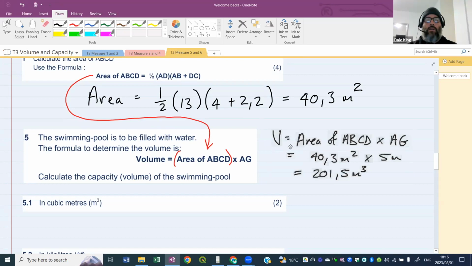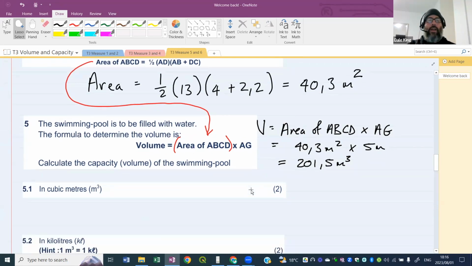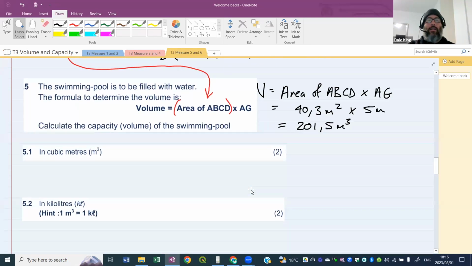So I'm going to paste that one there next to that question. And they want us to work it out in cubic meters, which we've just done. And they want us to work it out in kiloliters, where 1 cubic meter is 1 kiloliter. I mean, sure, guys, it's a 1-to-1. We've got cubic meters already, 201,5 cubic meters. They're telling us every 1 cubic meter is 1 kiloliter. It's a 1-to-1.